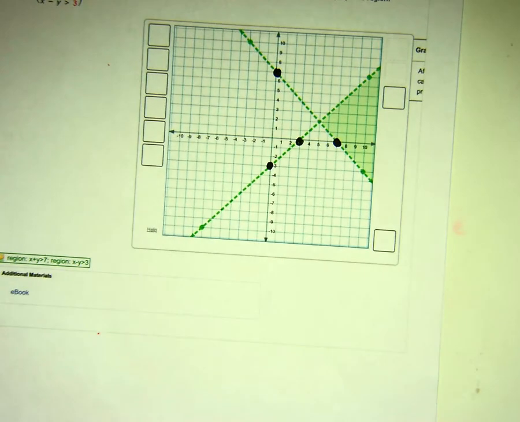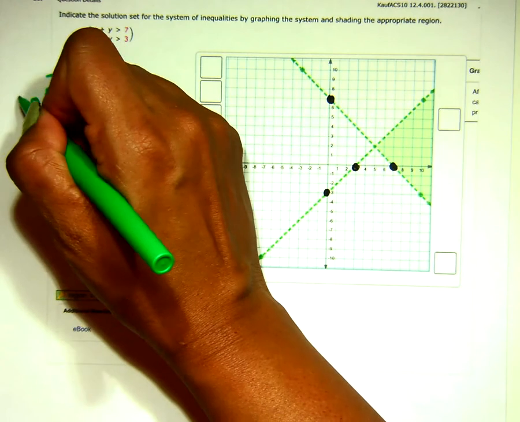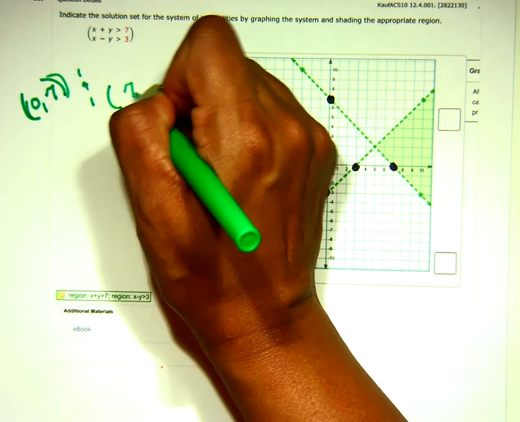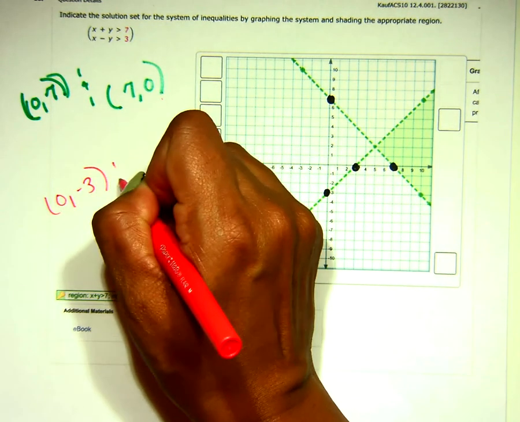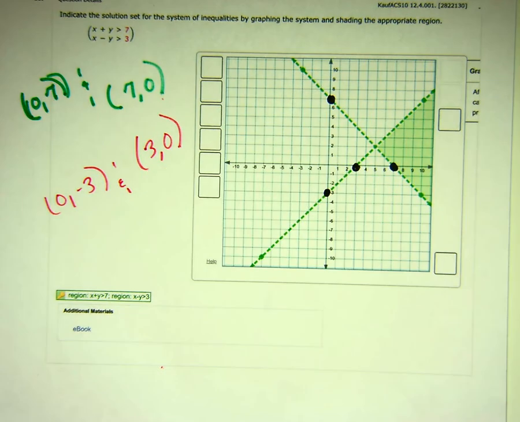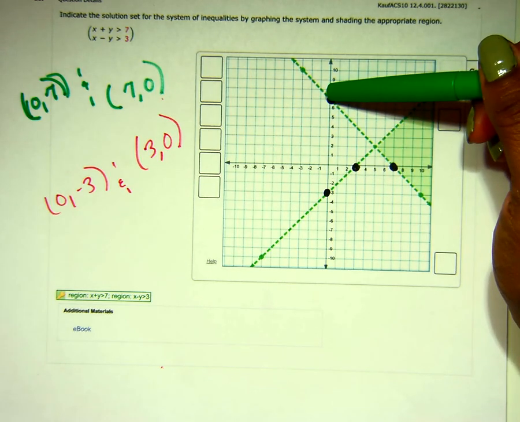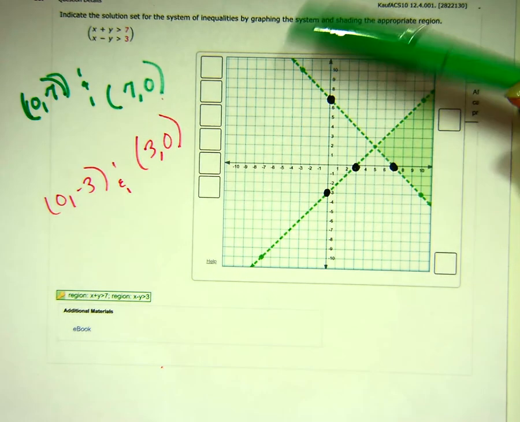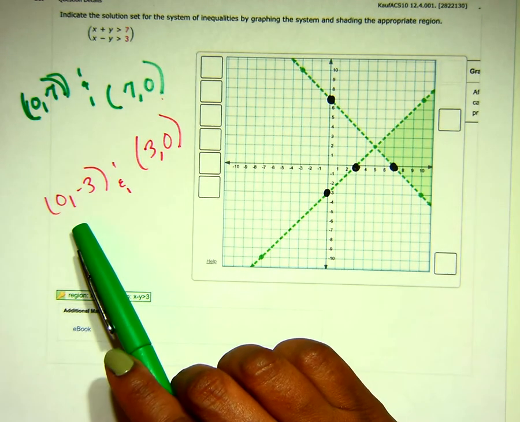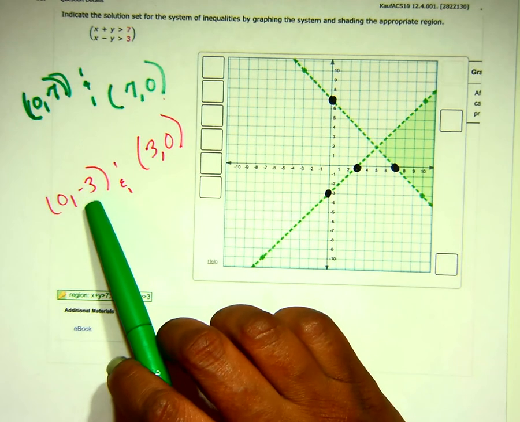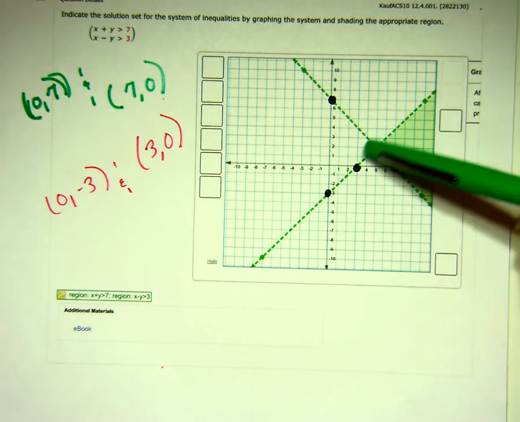We got 0, 7 for one point. And then we have 7 and 0. Then for your next points, we got 0, negative 3, and we got 3 and 0. So let's make those points now. Starting at the origin, which is 0, go up 7 times, and plot my first point. Because x comes first, I went back to the 0 and went over 7 times, and plotted my second point. Connected the dots with a dashed line. Next inequality: go to 0, go down 3 times because you're negative. Plot your point. Go back to 0, go to your right 3 times, plot your point. Connect the dots using a dashed line.